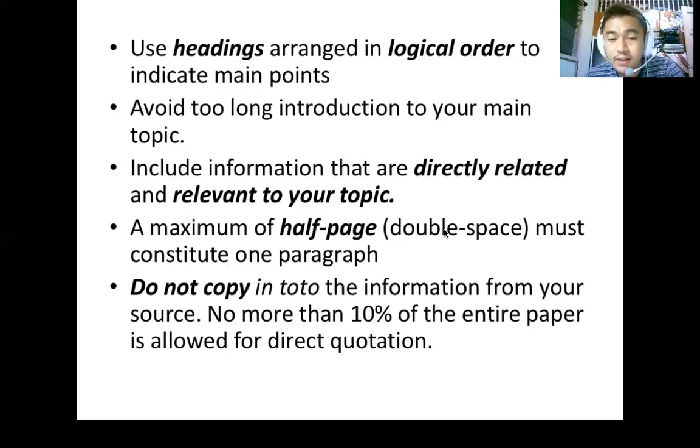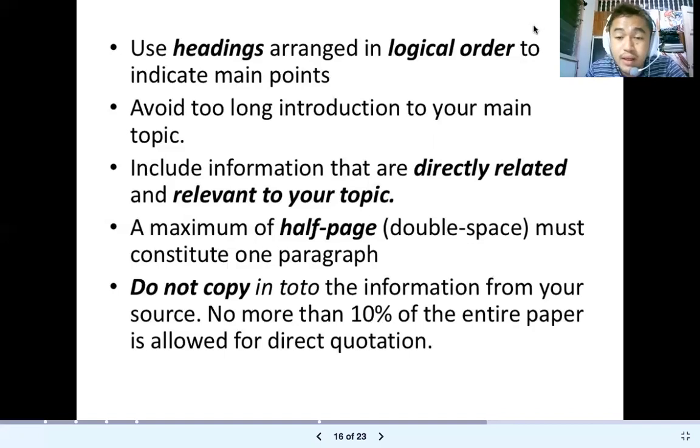Okay, do not copy in toto the information from your source. No more than 10% of the entire paper is allowed for direct quotation. Again, do not copy and paste everything. That is why you are being taught to paraphrase and to declare also the works of others. If you really get this from the information of others, then you have to identify according to this, according to that, so that it will be declared accordingly and correctly. Do not copy and paste everything, because once again, if that will be found out, then it will have really a major revision.